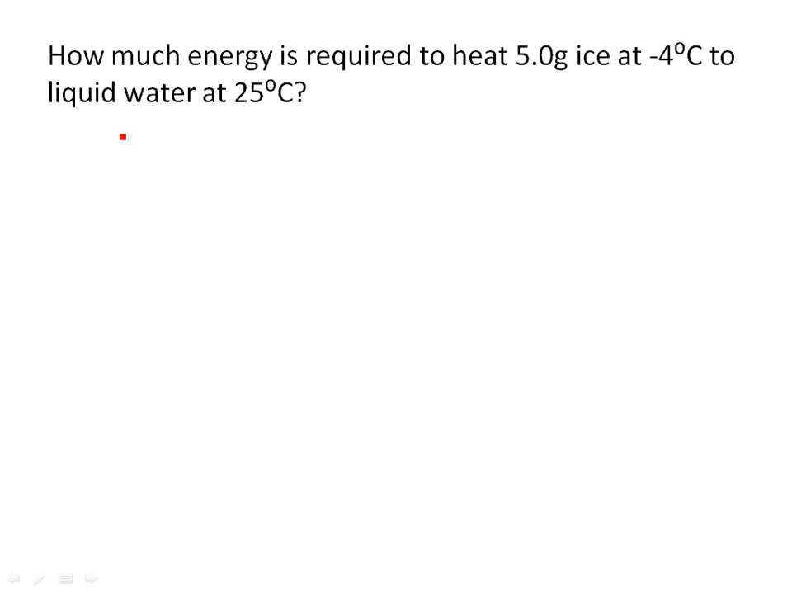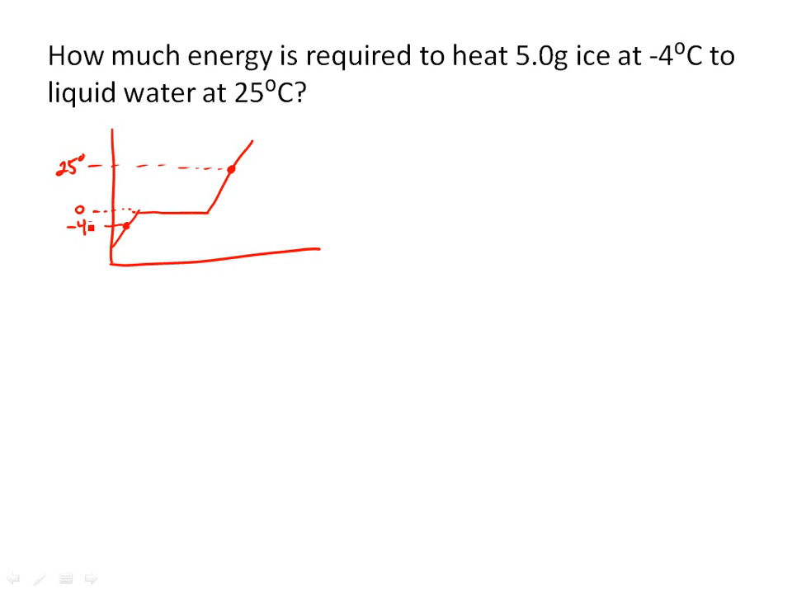The first thing to do is let's just draw this heating curve, okay? We only need this piece of it because we're only going to liquid water. So we know we're going to start right here at -4 degrees, and we know this is water, so that's 0 degrees at the melting point. And then we're going to stop in here at about 25 degrees Celsius.